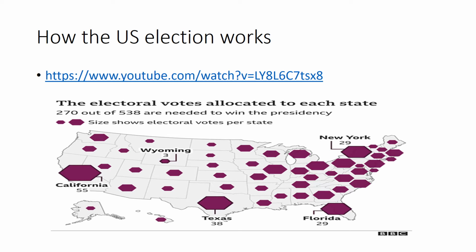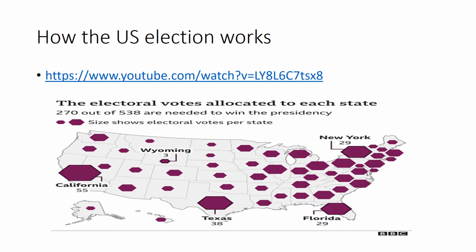Now, how the US election actually works, if you want to use this YouTube link here, you'll be able to see more details. It's just a really simple video to show how the US election actually works. Now, when people are voting in the US election, each state has something known as Electoral College votes. Electoral College votes are allocated to each state. In total, there's 538 Electoral College votes that are up for grabs. To win the US election, the candidate needs to win 270 out of 538 to win the presidency, because that obviously is over half.